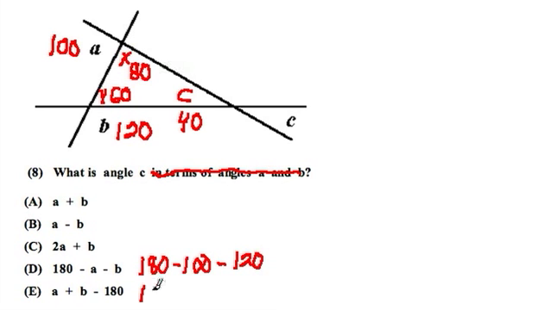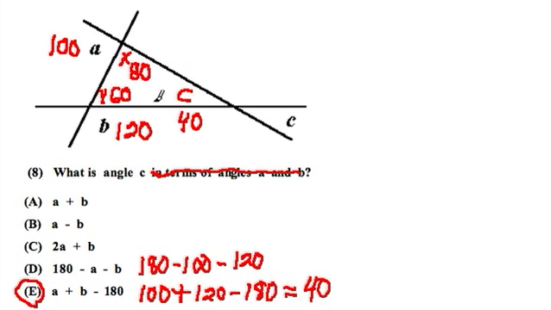So A 100 plus B 120 minus 180. So that's 220 minus 180, which is 40. So that's our answer. And the algebraic solution is that these angles have to add to 180. So X plus Y plus C has to equal 180.